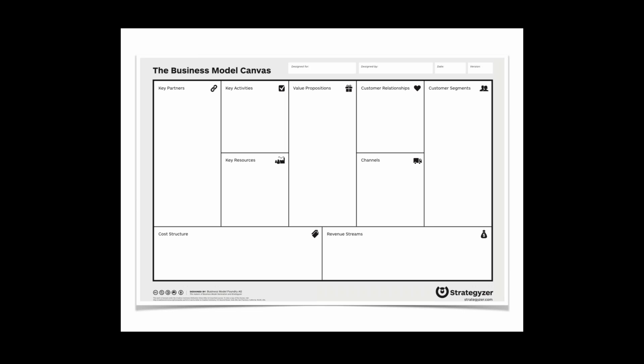Now, if we move to just left of that value proposition building block in the middle, we see key resources here. And key resources are basically all the resources that are needed to be able to create, deliver, and capture value. And then just above that is key activities. These are all of the activities that you must perform in a business to do the same things, right? To create, deliver, and capture value.